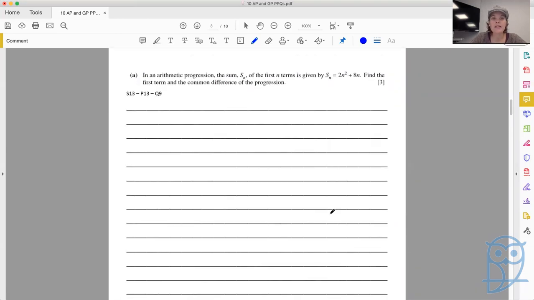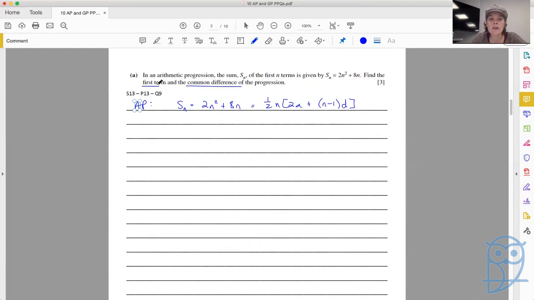Okay, so in an AP, the sum Sn of the first n terms is given by 2n squared plus 8n. Find the first term and the common difference. Right. Well, we know that Sn also equals 1/2 n (2a plus (n minus 1)d). That's not going to help us much though, if we think about it, because here we have an n, we have an a, and we have a d. We've got 3 unknowns. We only have one equation. So there must be another way of doing this.